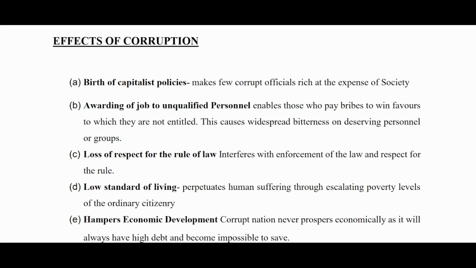No, of course. There are other effects, such as a low standard of living. It contributes to a very low standard of living. People begin to suffer because there are high poverty levels for these ordinary citizens who don't have anything to wash or give someone.